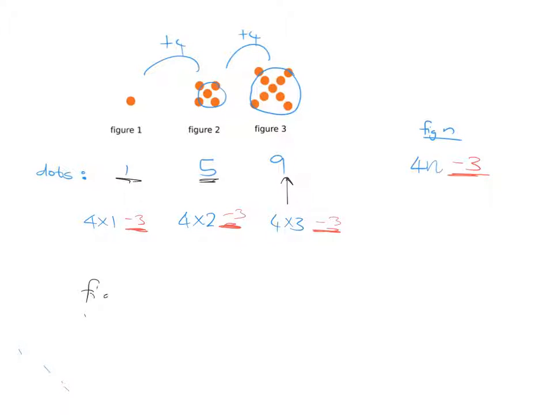This helps me then if I want to know what happens to figure 100. It's going to be 4 times 100 minus 3. Which is 400 minus 3, which is 397.